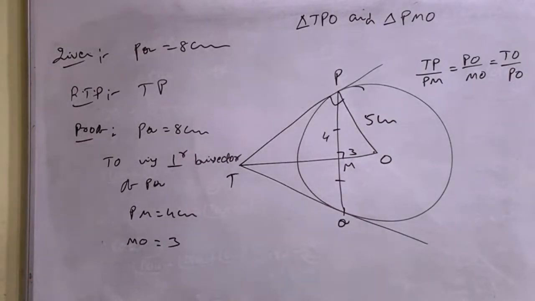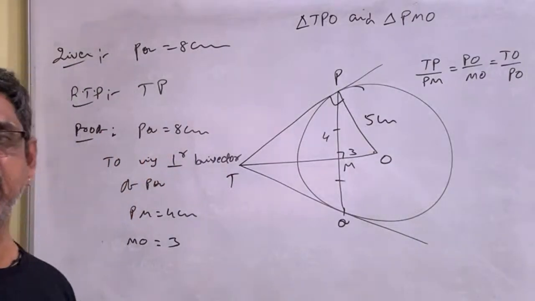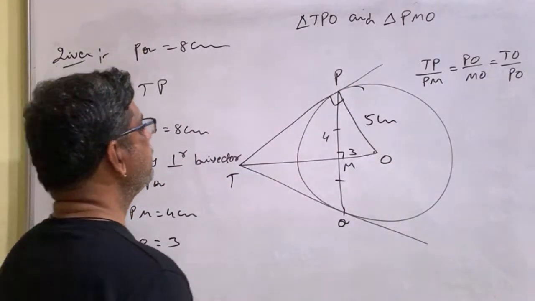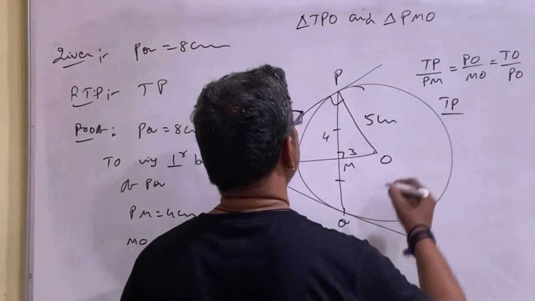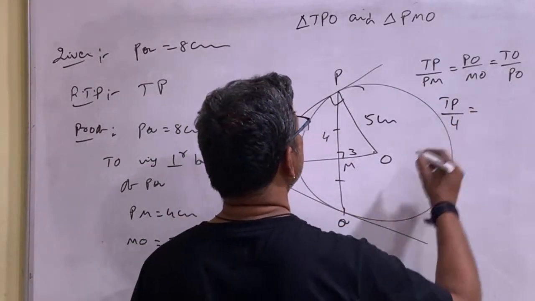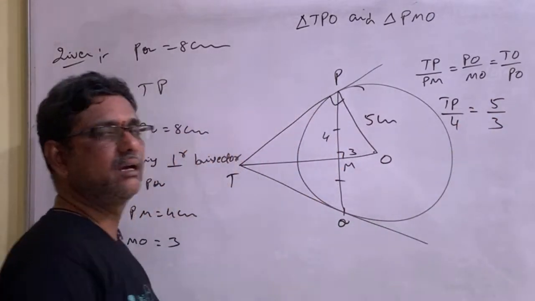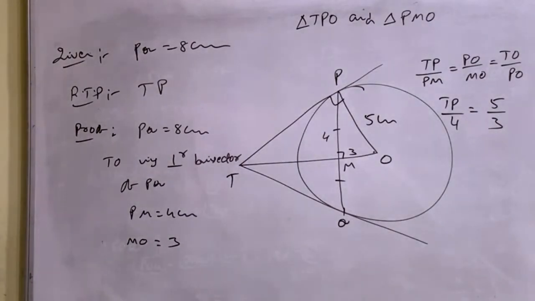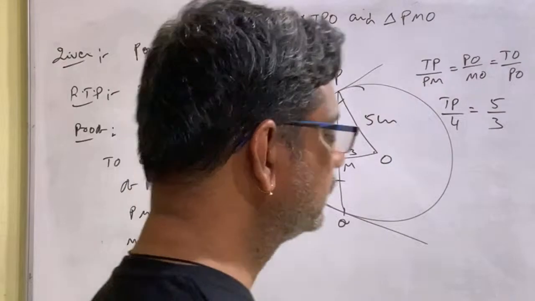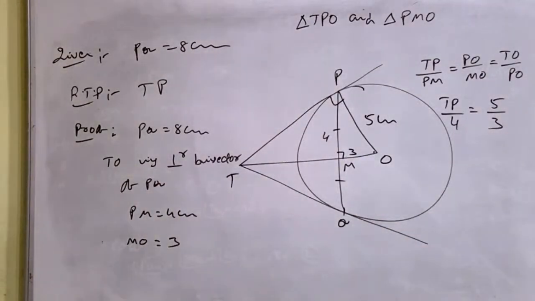Okay. Now, whatever values we have, insert them in those ratios. TP, we don't know. PM, 4. PO, 5. MO, 3. I think no need to go further. We want TP and we are getting it. How much will it be? 20 by 3.